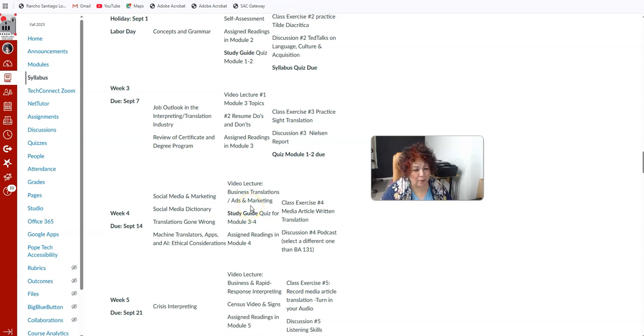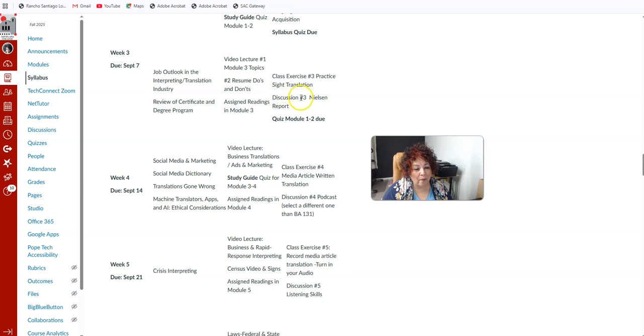What is the labor force and the job outlook for interpreters? Where's the big demand here in California? And for that one, again, you're going to have some practice on site translations. There's some where you're going to have to write, like in Module 4, you're going to have an article, and you're going to have to translate it from English to Spanish.